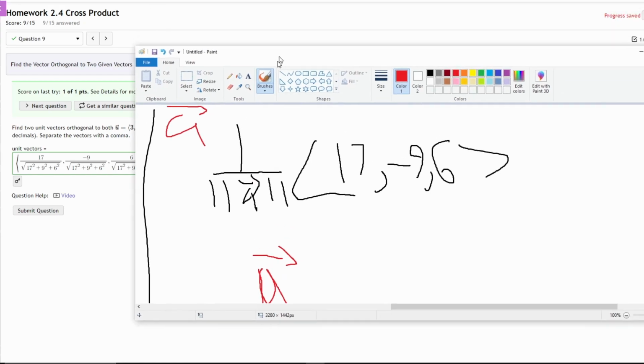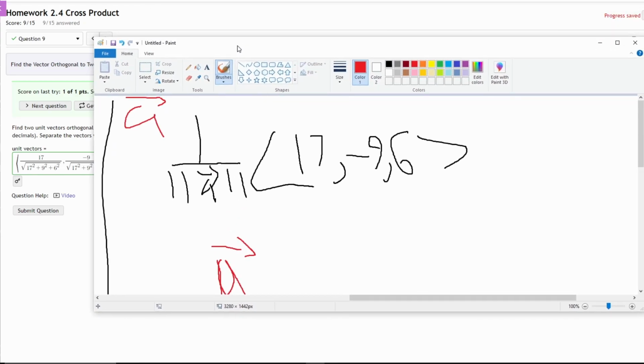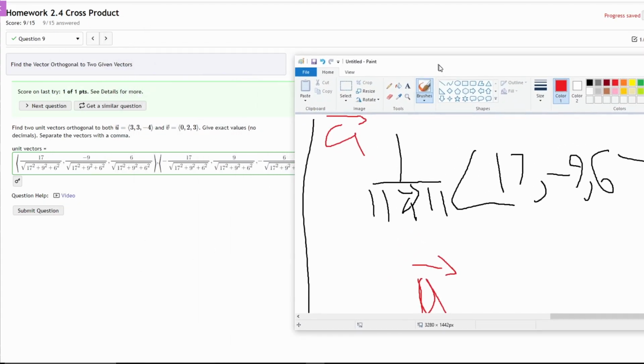I'm going to be honest, I shot this twice because I fat fingered a negative sign the first time and it got it wrong. So I had to restart, and my handwriting was really bad the first time.